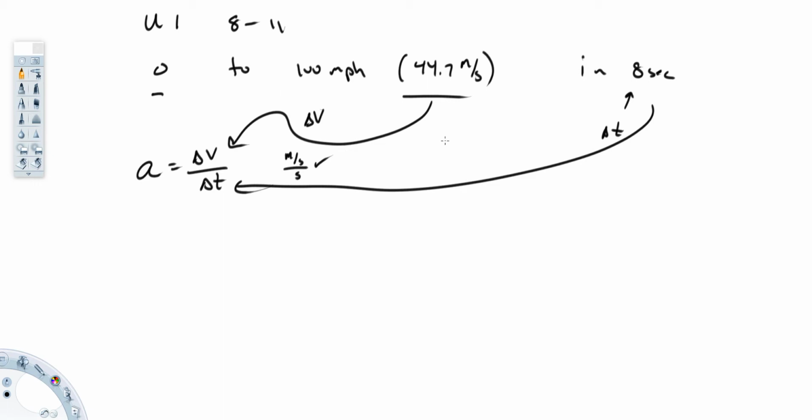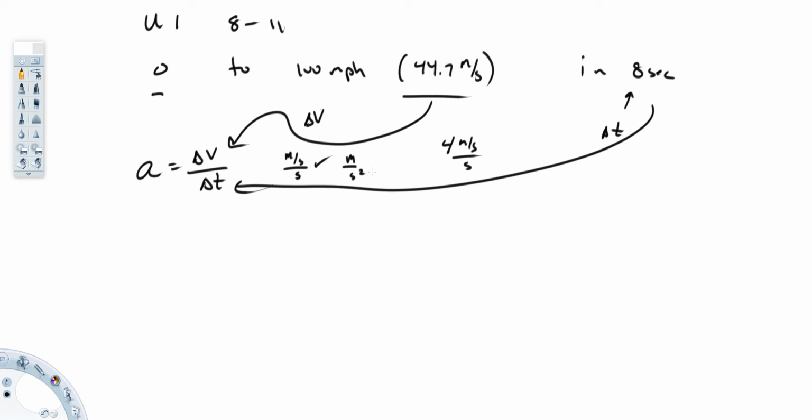For example, if an object is accelerating at 4 meters per second per second, it means that after 1 second, this thing's going to be moving 4 meters per second. After 2 seconds, 8 meters per second. After 3, 12 meters per second, and so forth. But again, this unit is also equivalent to meters per second squared. Either one is fine.